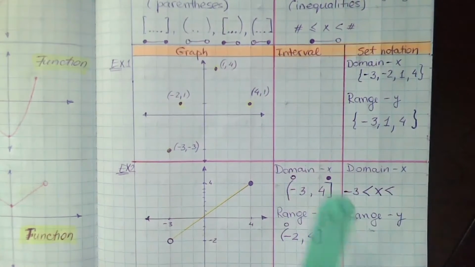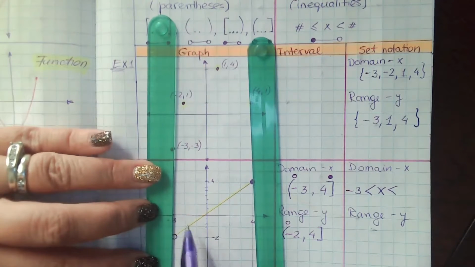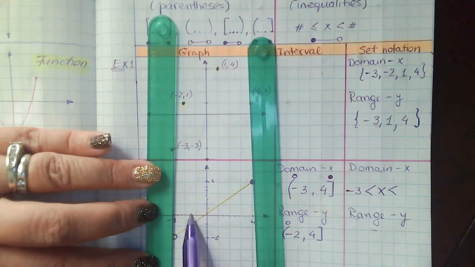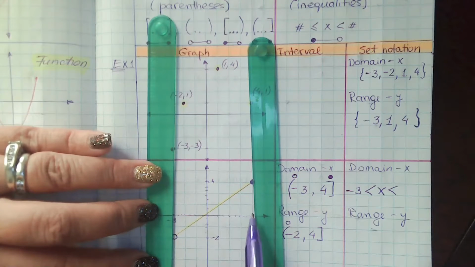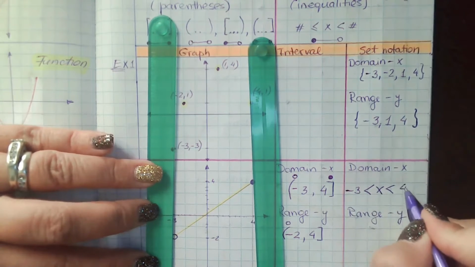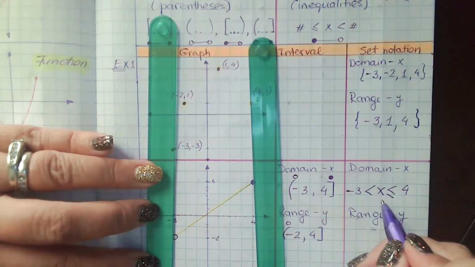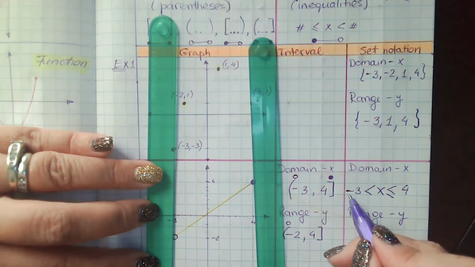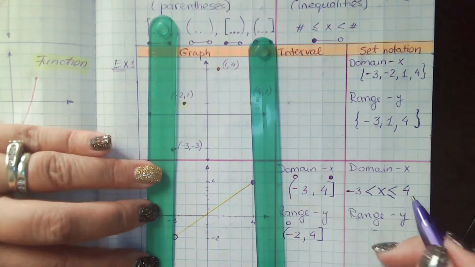The focus again is on domain in the inequality. So the x values will be the values here along the x-axis. Those are all the possible domain x values. They're in between -3, the lower value, and 4. Since the 4 is included, we add the equal sign. So that's what this inequality means. The x values are in between -3, lower, and 4 included.